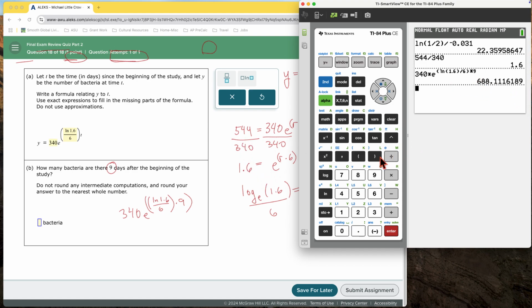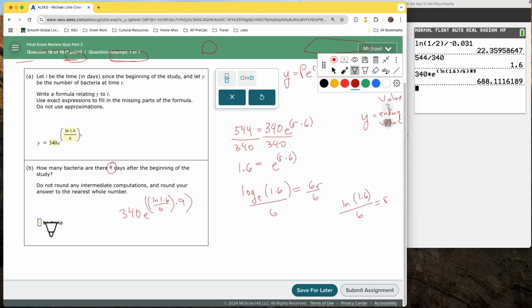Compared to 544, we're going to have more. It seems reasonable, doesn't it? Do not round any intermediate values. Round your answer to the nearest whole number. So we just put in 688, which makes sense. You can't really have half of a bacteria, at least I don't think you can. I'm not a biologist, but it probably makes sense. Okay, so that's number 18, and that's how we can do that one.